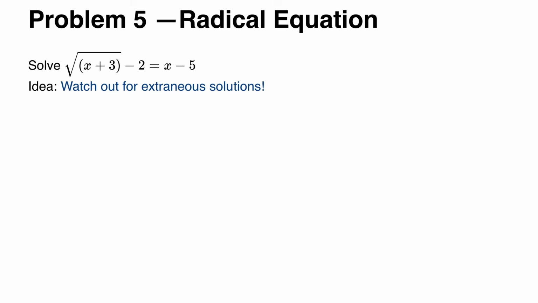Here we're going to solve the equation the square root of x plus 3 minus 2 equals x minus 5. We'll also check for any extraneous solutions. As you can see here, it says watch out for extraneous solutions, and that's what we're going to do in this problem. First thing is I'm going to rewrite this equation over here to the right side.